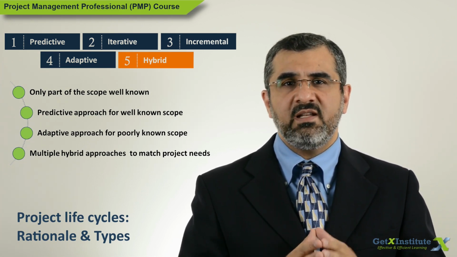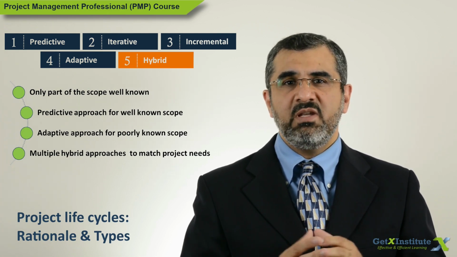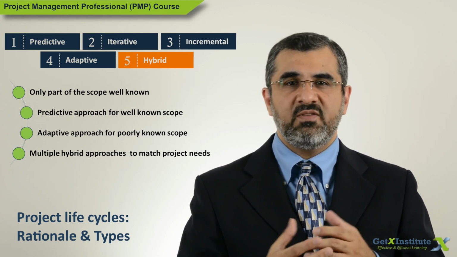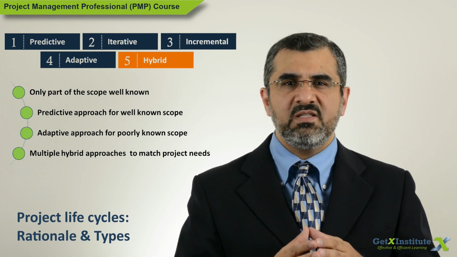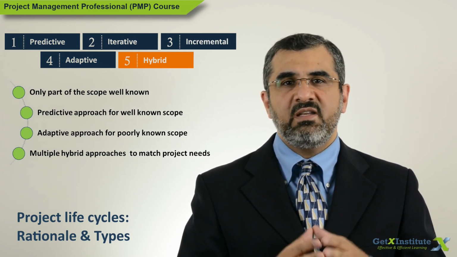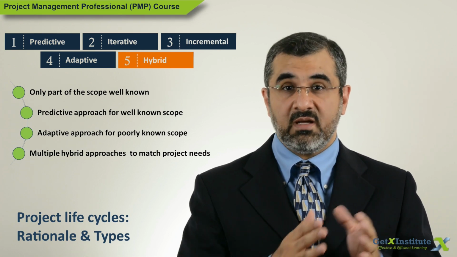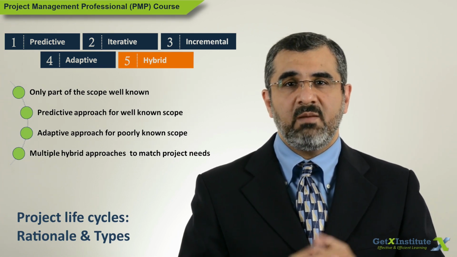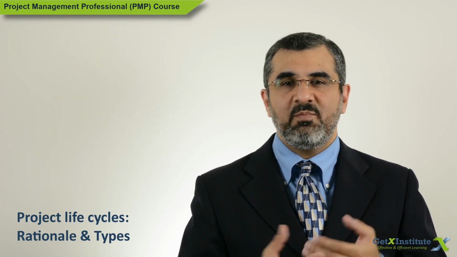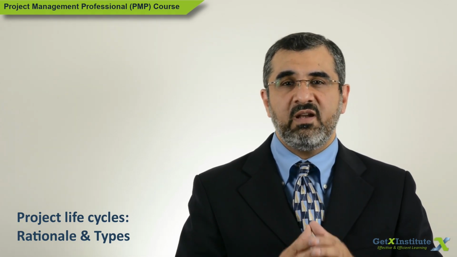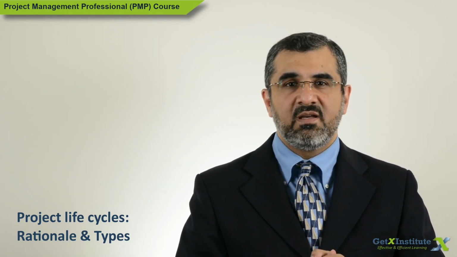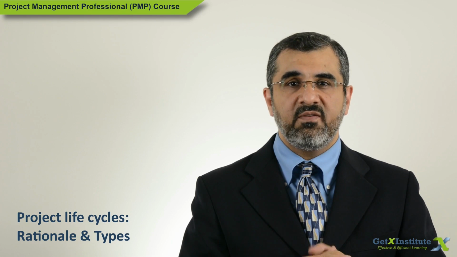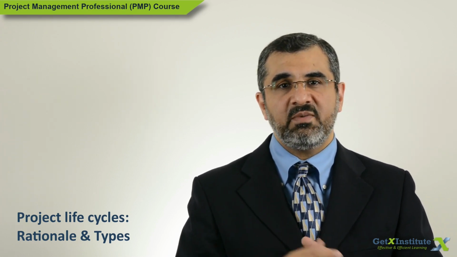Now the fifth life cycle is the hybrid life cycle, a combination of both predictive and adaptive life cycles. Some parts of the project will be taken as predictive because the scope is well defined and definite time and cost estimates can be set up, but other parts which are not well known will be taken as adaptive. Some organizations have created tools to help project managers select the right developmental life cycle for their projects. So there are 5 common development life cycles: predictive, iterative, incremental, adaptive, and hybrid.